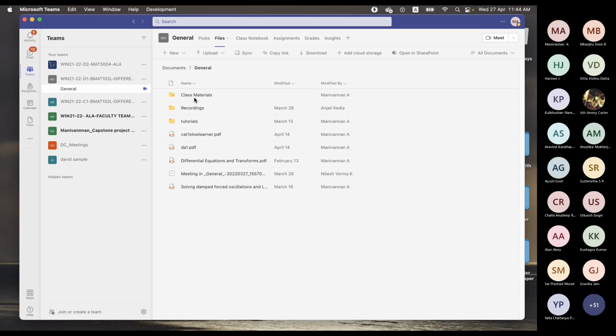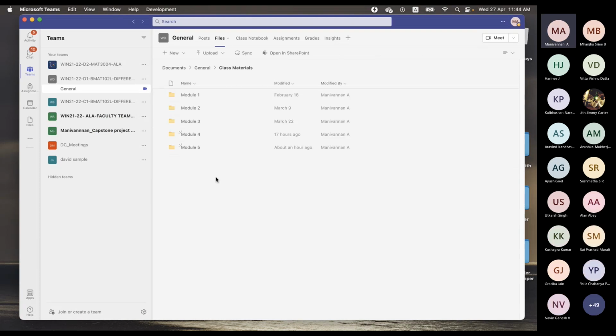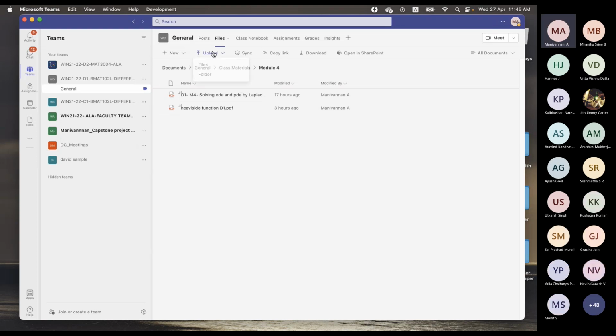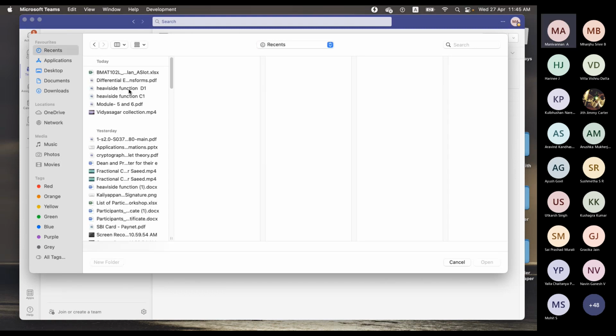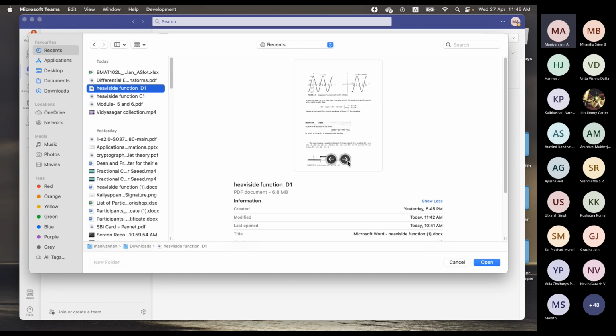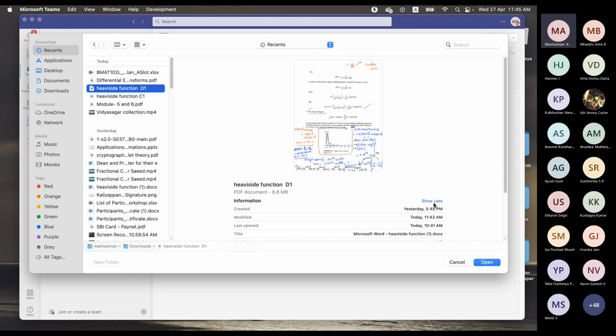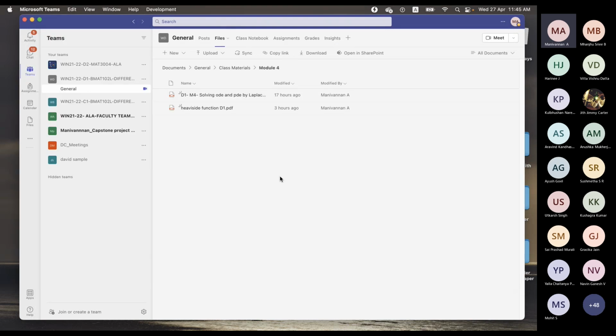Yes, sir. Okay. So here I will upload the material in your module number 4, the Heaviside functions. I'm going to replace it. It is your recent one, Heaviside function D1. Do we have all the things? Yeah, until this end we have that. Fine. Okay, the material is shared.